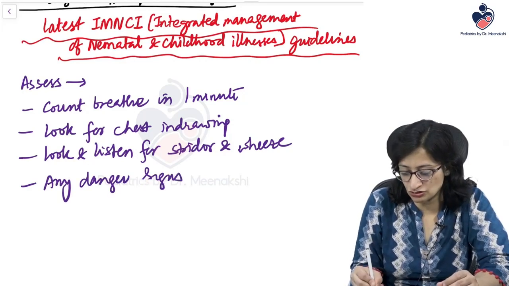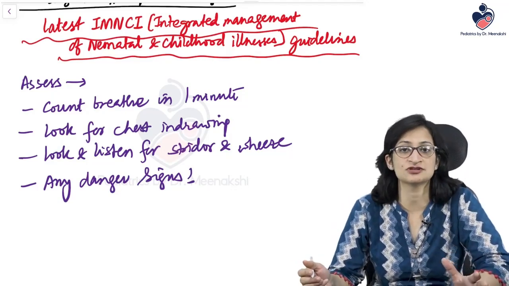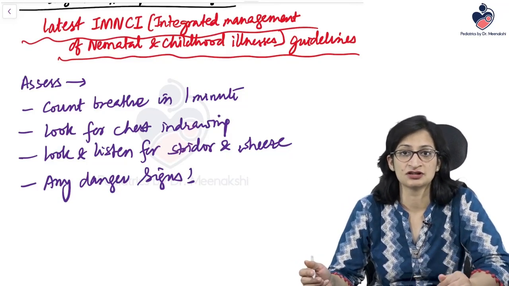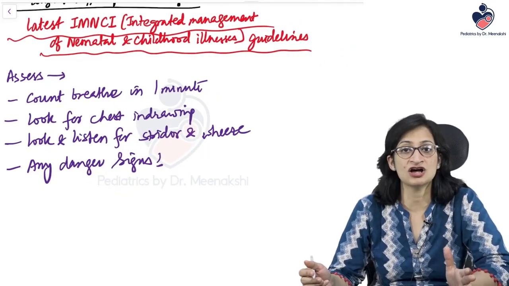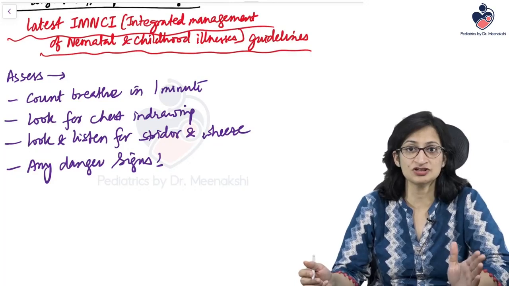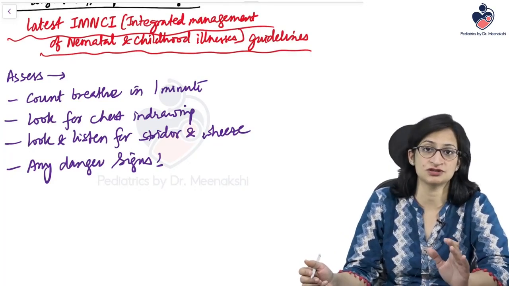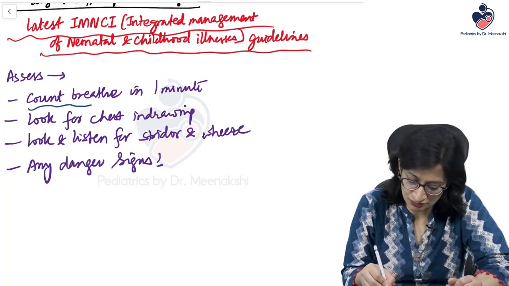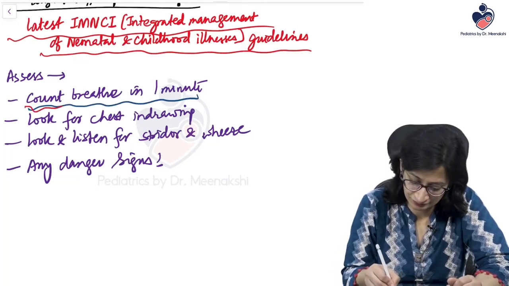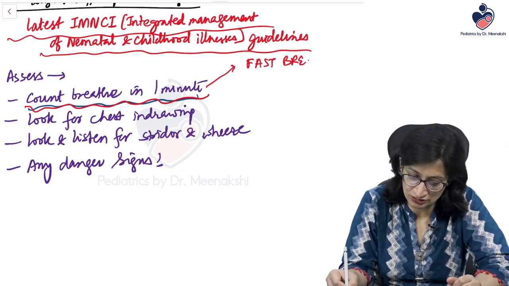So these are the things that you will do if you get a case scenario where a child is presenting with cough or difficulty in breathing. Now, why are we counting the breath in 1 minute? Because we need to know whether fast breathing is there or not. So there comes the definition of fast breathing, very, very important, comes as a direct question also. When do you call it fast breathing? The criteria is based on the age.